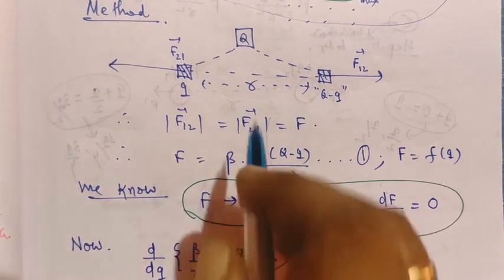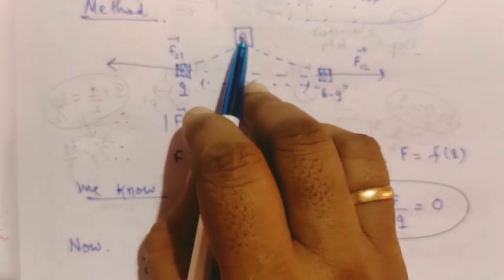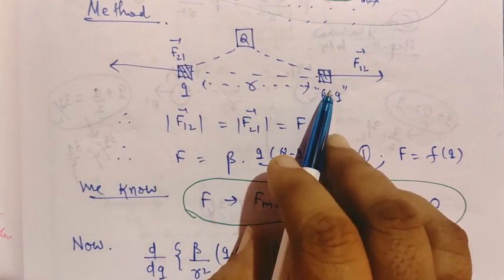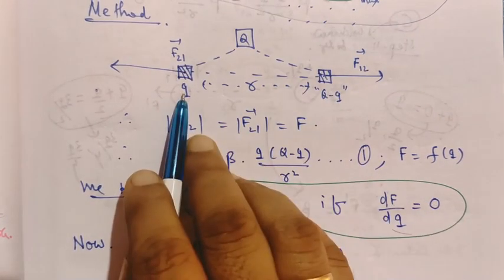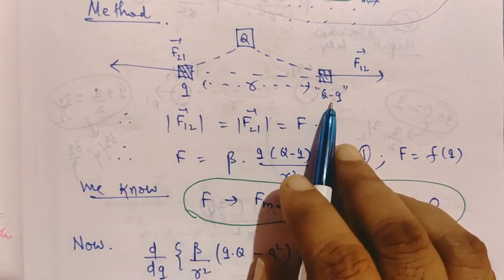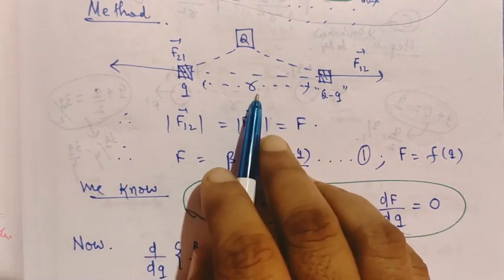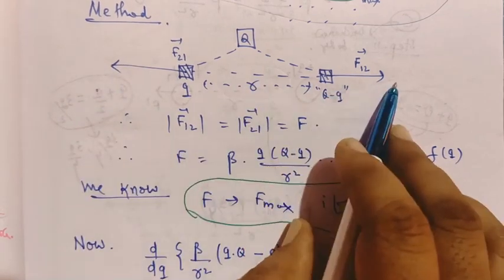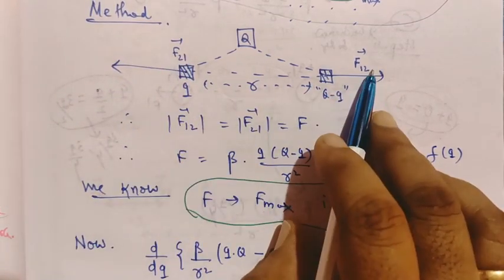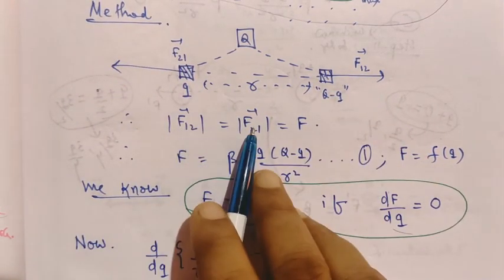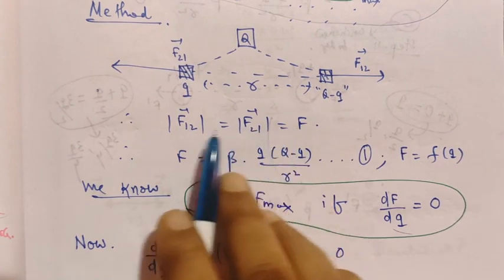You see, the charge Q is given to us. We divide it into two parts according to the question. The first part is small q and the other part is Q minus q. And the distance is fixed, that is r. The force of interaction is repulsive, F12 vector and F21 vector. The magnitudes of both forces are the same. You already know why they are the same.